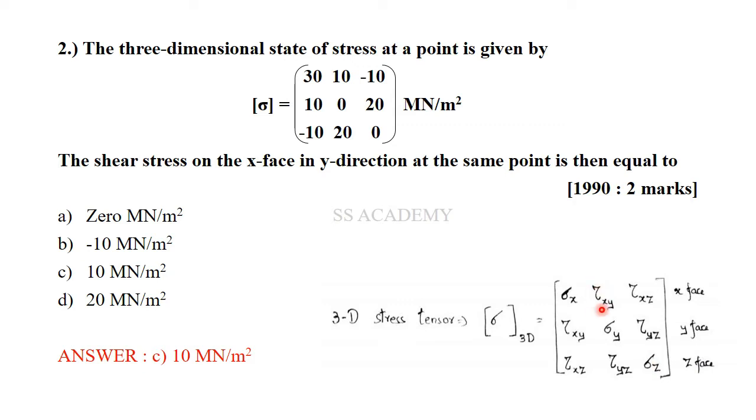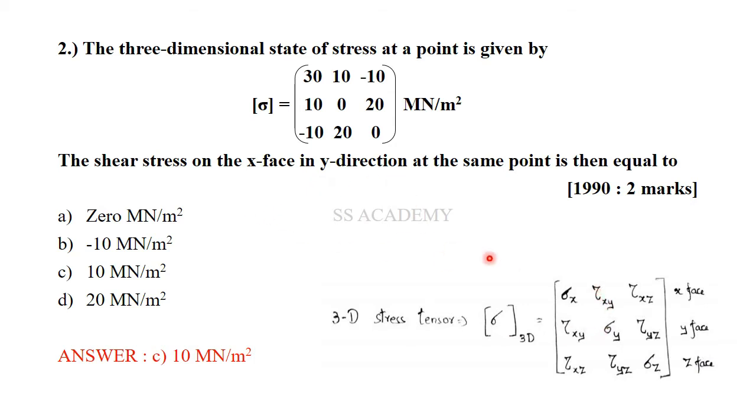Now tau xy refers to the shear stress on x face in y direction. The first subscript denotes the face in which it is acting, and the second denotes the direction in which it is acting. Similarly, tau xz denotes the x face and z direction. It is a symmetric matrix, where you can see tau xy is equal to tau yx, and tau xz is equal to tau zx. Here you can see 10, minus 10, 20 and 10, minus 10, 20. So by just comparing, you can find the shear stress on x face in y direction.